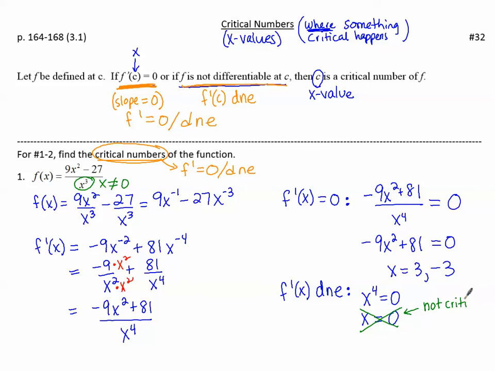Let's make a note of that. Not a critical number because f of 0 does not exist. The function has to be defined at the x value for it to be a critical number. However, the function is defined at 3 and negative 3, so these are our two critical numbers for this function.